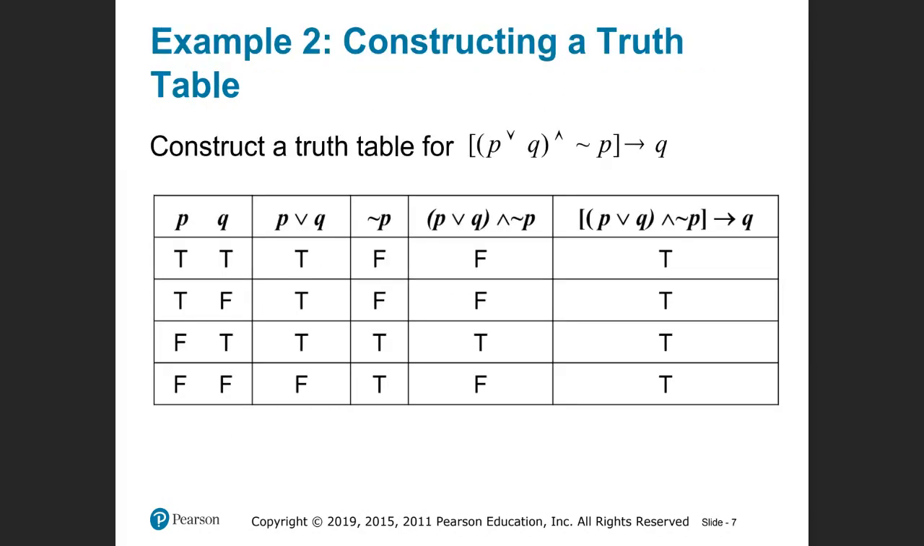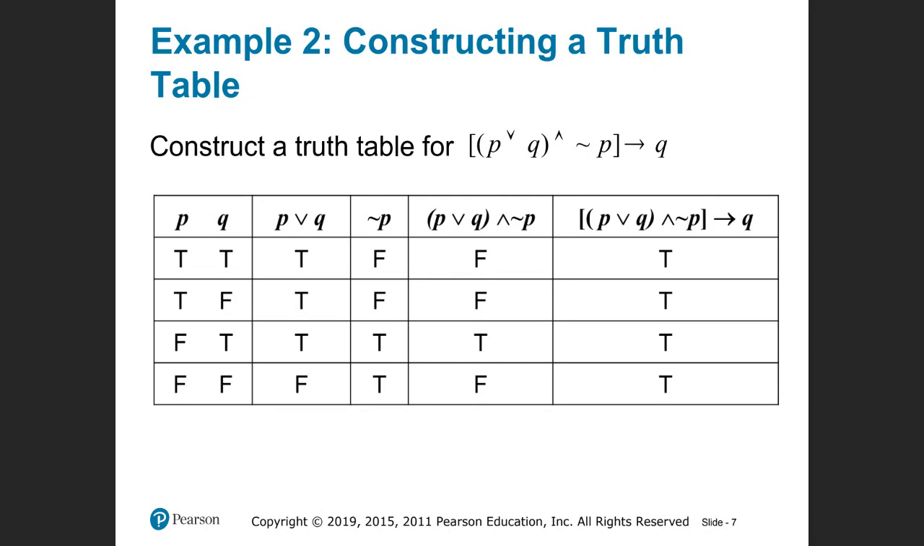So, dealing with example 2, we want to construct a truth table for something that's a little more complicated. Notice that we're using brackets as well as parentheses for our grouping symbols. So we see, though, that we're only dealing with two simple statements, P and Q. So we list P and Q.